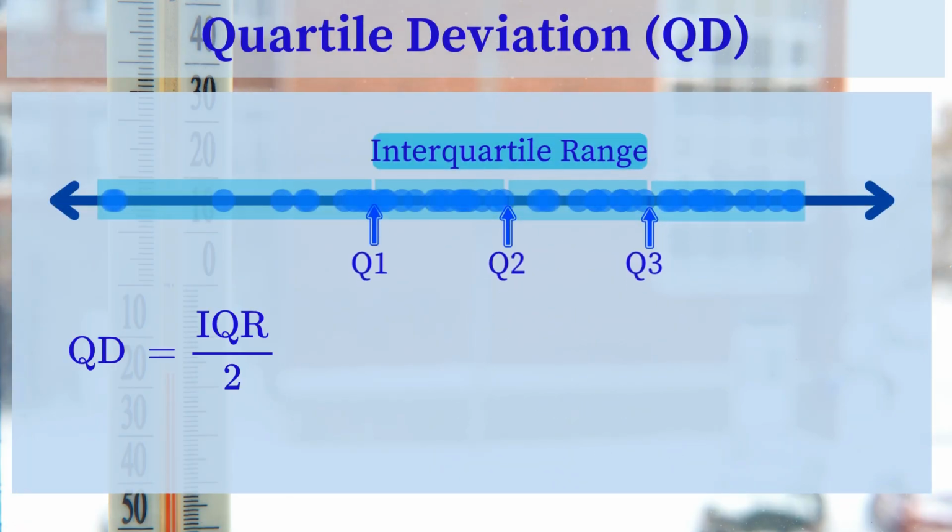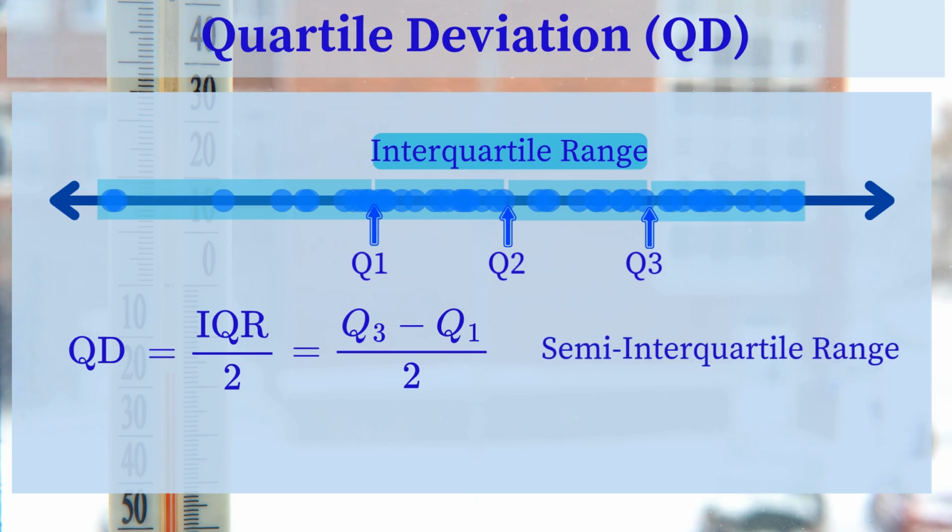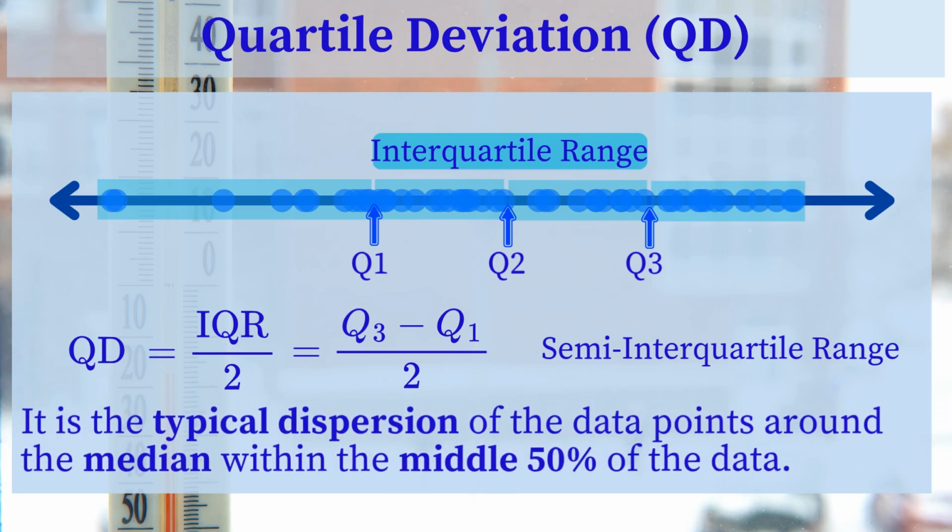The quartile deviation, which is also known as the semi-interquartile range, is half of the interquartile range. It can be interpreted as the typical dispersion of the data points around the median within the middle 50% of the data.